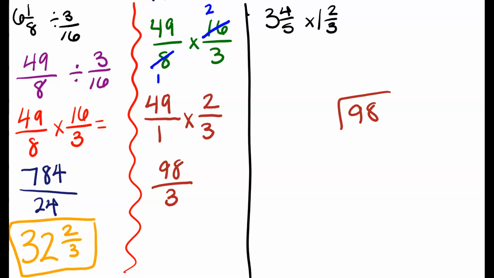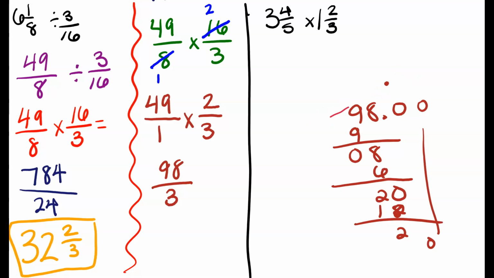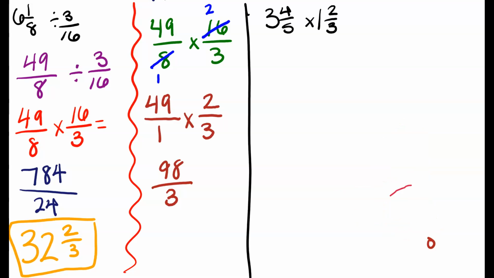98 divided by 3, 3 into 9, 3 times. 8 down, 3 into 8, 2 times. It's going to be a 2. I have to put a decimal point here. 3 can go into 20, 6 times. And I'm going to keep getting a 2, and I have to keep adding a 0 and bringing it down. So 32.66666 is the same that I would get here. And so my answer is 32.66666 repeated, or 32 2/3. Box it in.